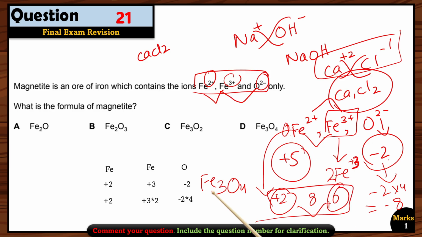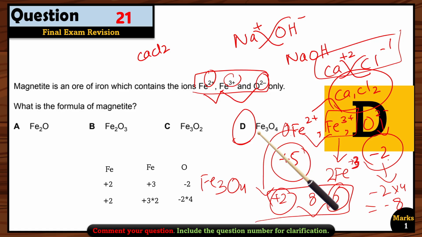So now the formula is Fe3O4. Okay, so that is the right option. You can choose how you will decide. You can decide by making the compound overall charge 0. So it will be helpful for you to make the formula. So option D is the correct option.